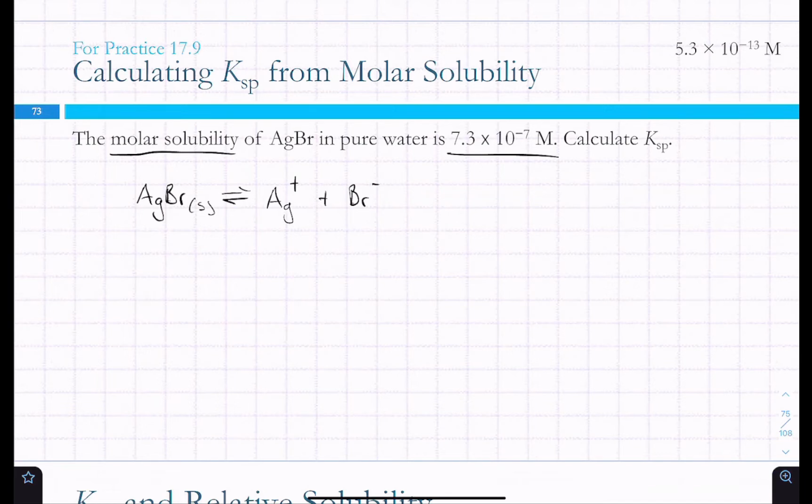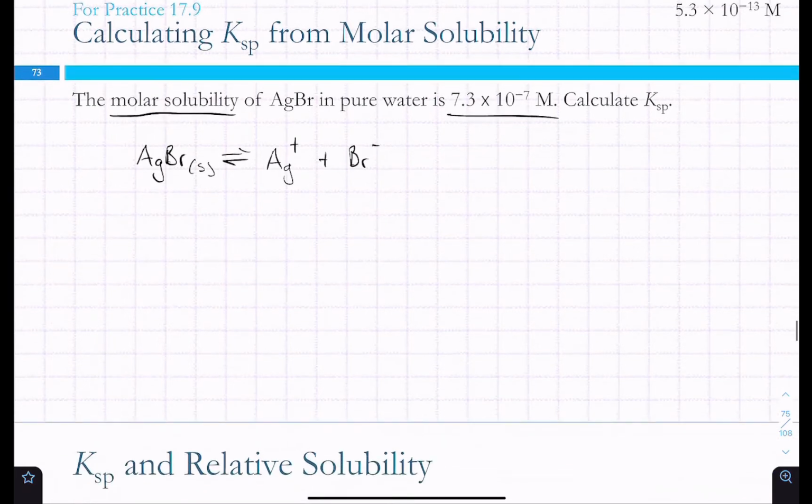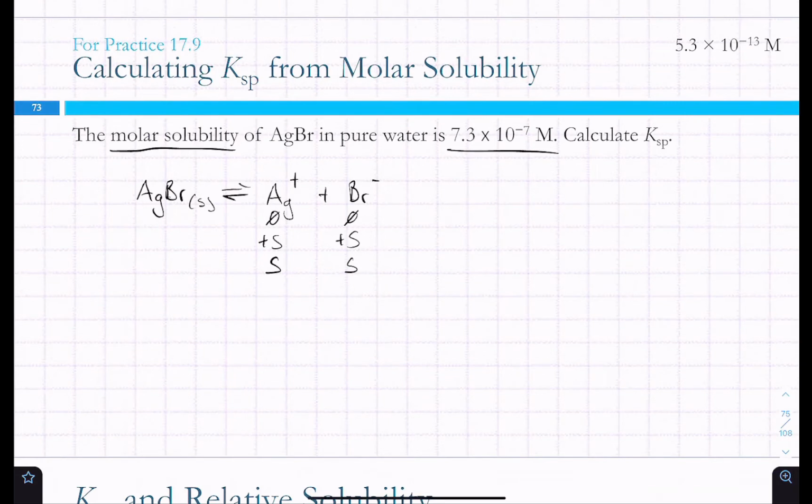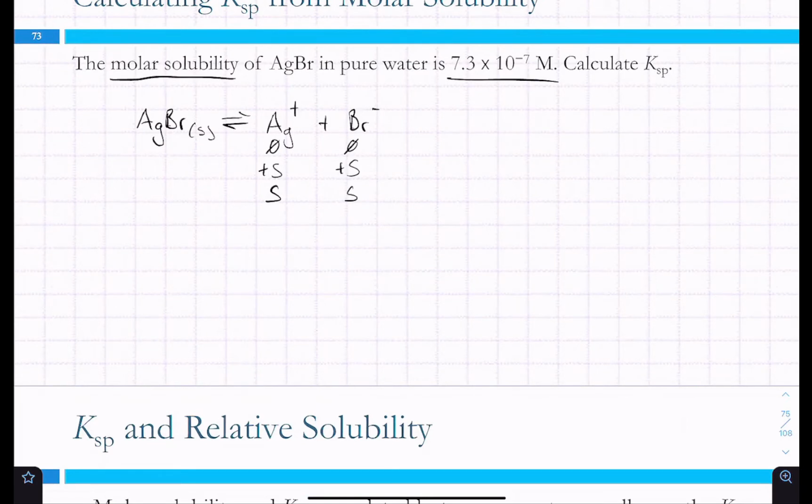And this one's pretty easy. So we can just, again, 0 plus S, S, and S. So Ksp is equal to S squared. Ksp is equal to 7.3 times 10 to the negative 7 squared.